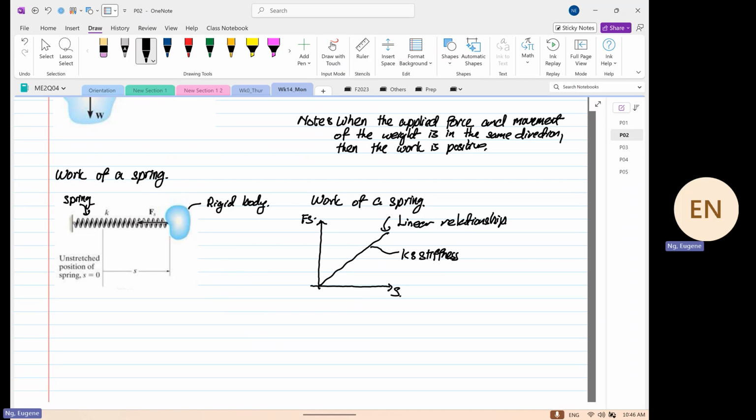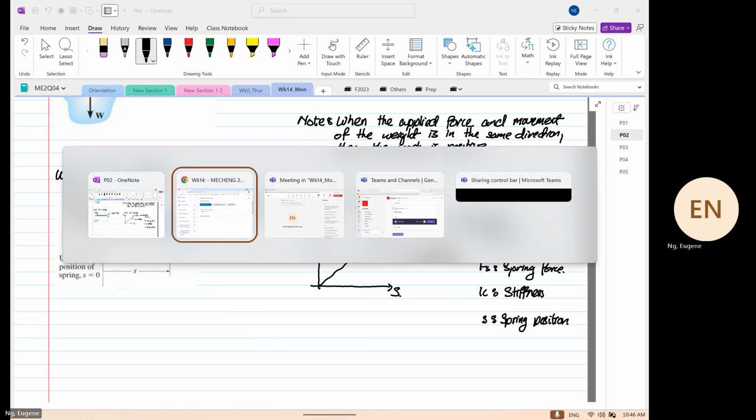And the linear relationship over here is Fs is equal to Ks, where Fs is the spring force, K corresponds to the stiffness, and S is what we call the spring position.